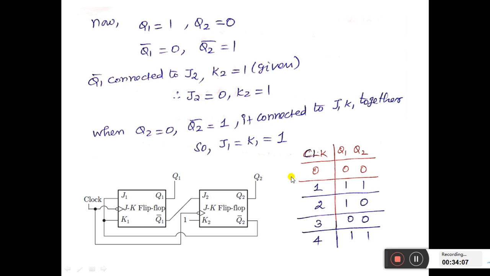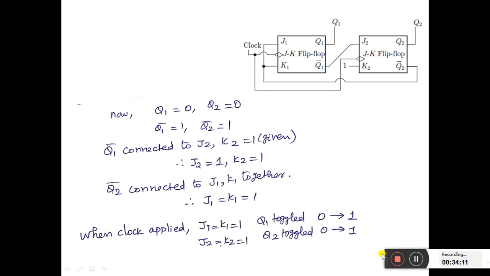Next. Now, before applying the fourth clock pulse, Q1 equal to 0, Q2 equal to 0. If it is 0, Q1 bar becomes 1 and Q2 bar becomes 1. So this Q1 is connected to J2, J2 becomes 1 and K2 already 1. Now this K2 is connected to J1, K1, they are connected together. So now J1, K1 is 1.